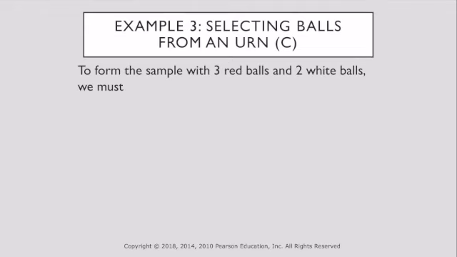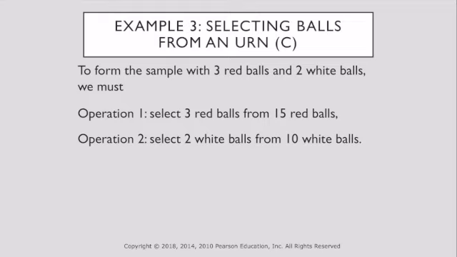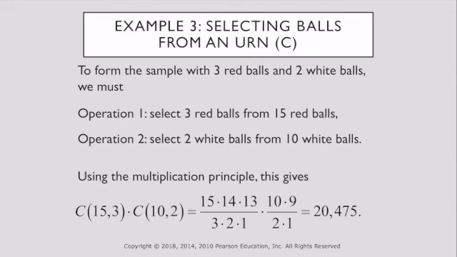To form the sample with 3 red balls and 2 white balls, we have to select 3 red balls from the 15 red balls, and then we have to select 2 white balls from the 10 white balls. So we use the multiplication principle to give us this.